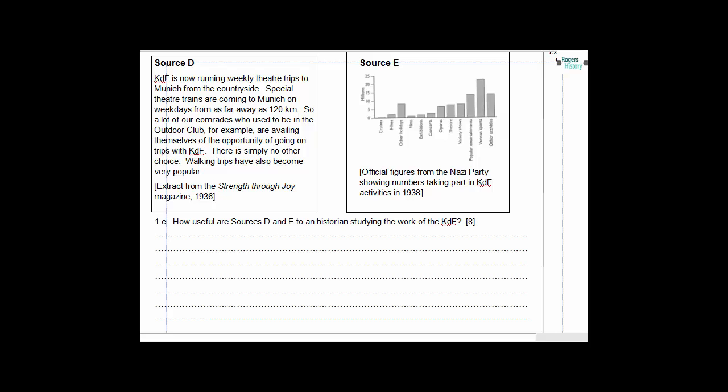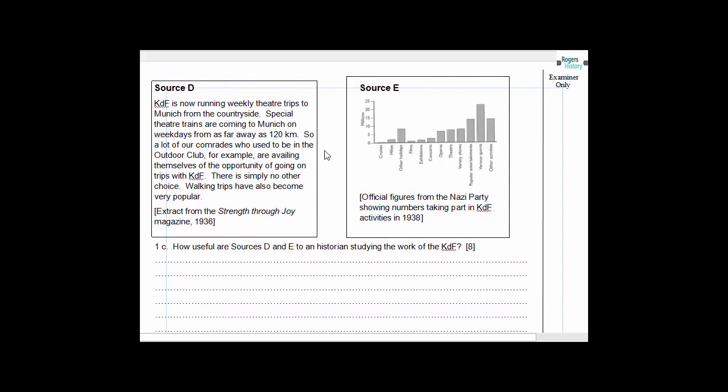Moving on to question 1C. So we're still on question 1, but this is part C. Part C, you get 2 sources, and this is a how useful question. How useful are the 2 sources to a historian studying the work of the KDF, which, if you remember, was the organisation set up by Hitler and the Nazis to provide leisure activities to workers. It was almost a replacement of the trade unions that were banned by Hitler when he came to power.